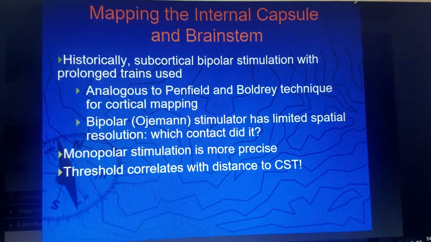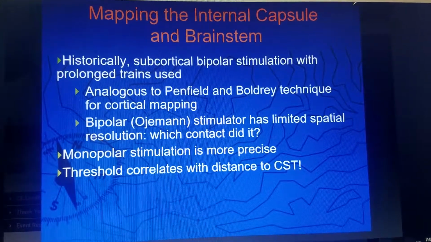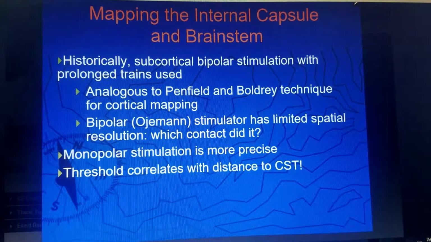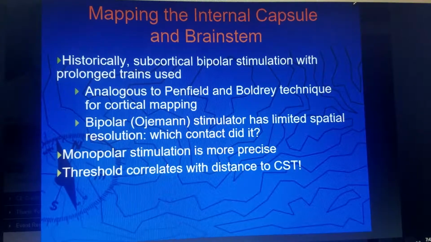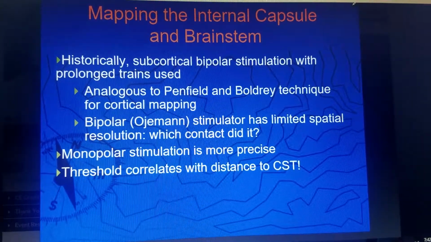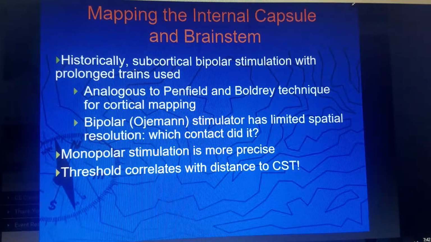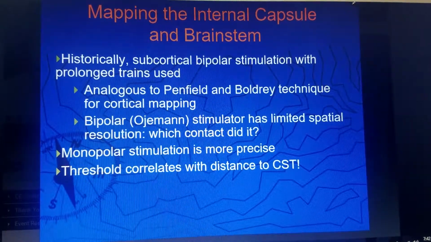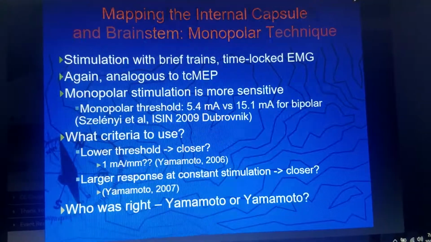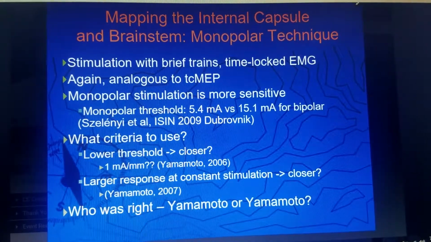But the question is, when you're using a bipolar probe, the two contacts are a centimeter apart. Well, which contact was the contact that elicited the response? The monopolar stimulation is more precise. And now what I'm going to show you is the fact that now we can tell how far we are from the corticospinal tract by looking at the threshold.